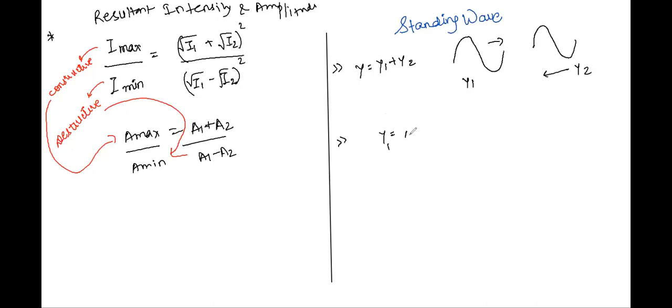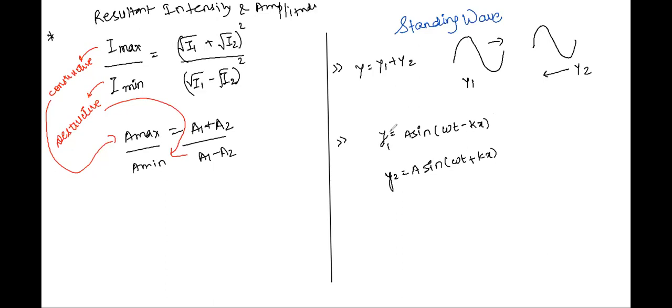So y1 is a sine omega t minus kx, right? And here y2 is equal to a sine, tell me, Karuna, it should be plus kx or minus kx? Plus kx. Why? Because they're coming from opposite directions. Now I hope you won't make this mistake, right?